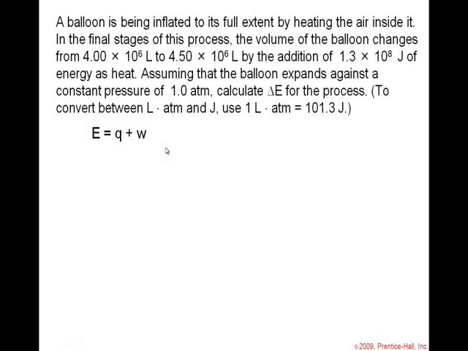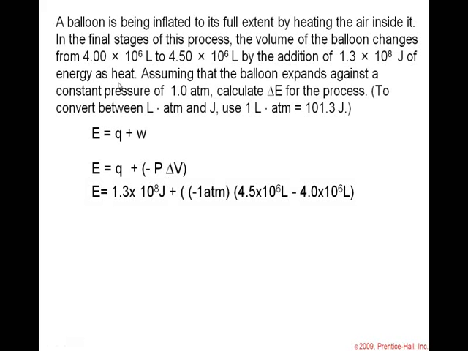So we know energy is a combination of Q, heat, plus work. We can change work and fill in for it, minus P delta V. Q is given to us here, 1.3 times 10 to the 8 joules, minus P. The pressure is 1, so that's minus 1 times the change in volume. So I went from this to this, so I just subtract these two. When I do that, I have this Q in joules for my heat, and this is my work.